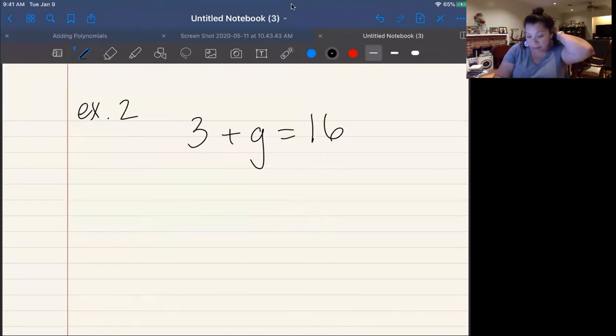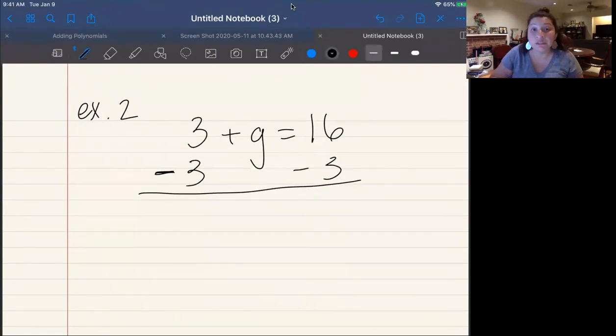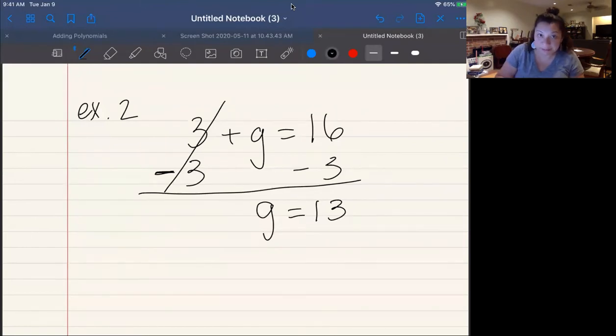All right, 3 is positive, right? The opposite of that is going to be subtracting because it's positive. We're adding, so the opposite of that is subtracting, right? The inverse. And whatever we do on one side, we have to do to the other side. All right, so I took away 3 from this side, and I'm going to take away 3 from the other side. They're going to cancel out. 3 take away 3 is 0, so you have nothing there. We moved it to the other side. We have the g, and it's going to equal 16 minus 3, which is 13.